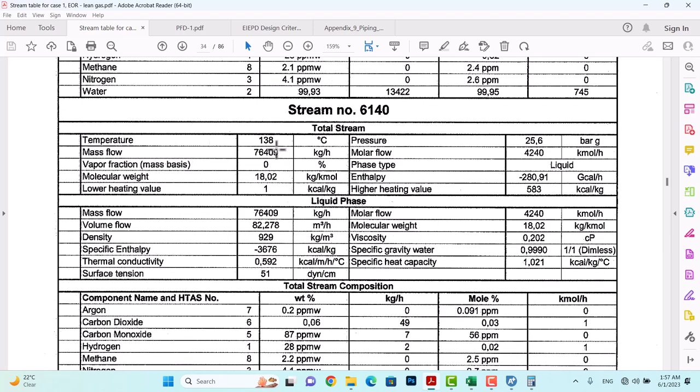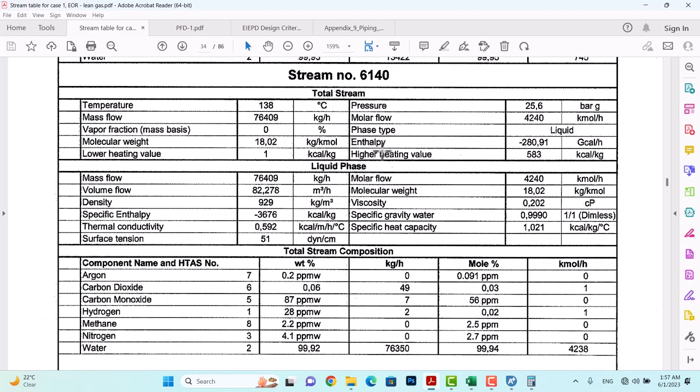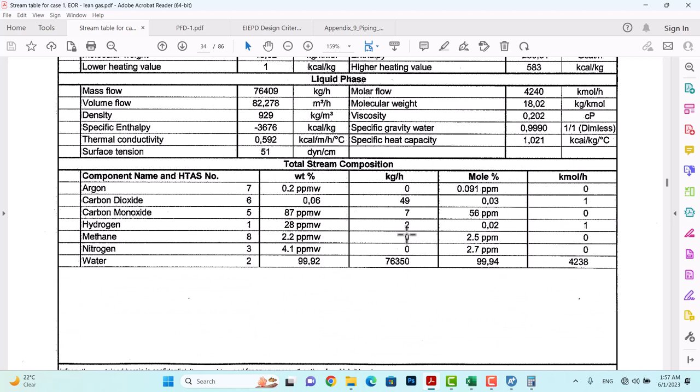The operating temperature is 138 degrees Celsius. The pressure is 25.6 bar gauge. The flow rate, the mass flow rate, is 76 tons per hour. And we have only liquid phase. And here you can see the compositions: argon, carbon dioxide, carbon monoxide, hydrogen, methane, nitrogen, water. If you look at the mole fraction of this one, all of them are in ppm, and we are not going to include this kind of percentages in our calculations. We are going to just give unity or one to water mole fractions in Excel sheet.